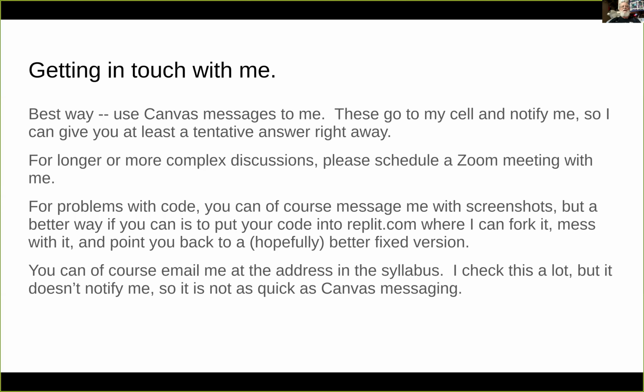Let's talk about how to get in touch with me. The best way to get in touch with me is to use Canvas messages. I've got it set up finally. So these go to my cell and they notify me. So my phone dings, and I can't resist looking to see why the phone dinged. So I will probably be able to give you at least a tentative answer pretty quickly.